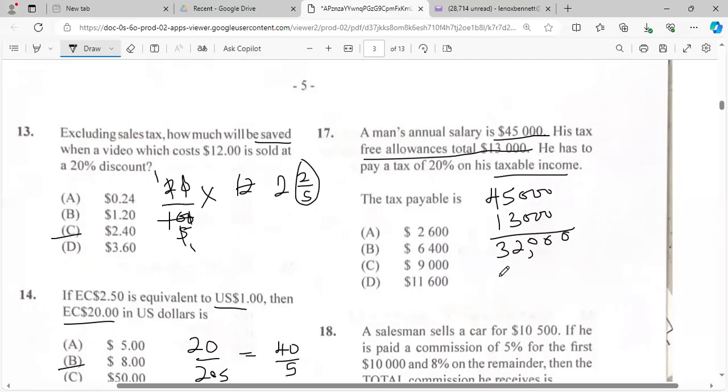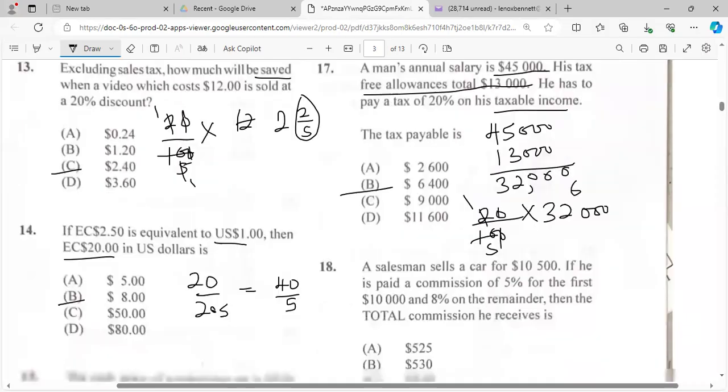So let us find 20% of the 32,000. Of course, you know that once it's 20%, it's like dividing by 5. 5 into this goes 6 times. So this is the answer. You can work it out, guys, alright?